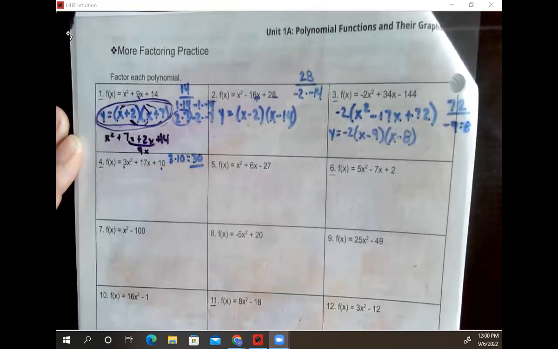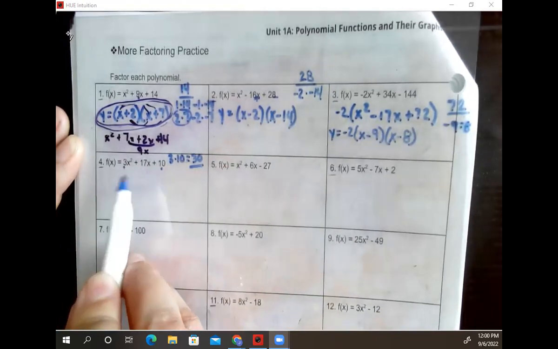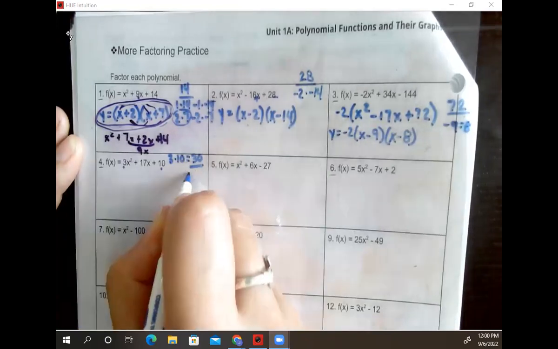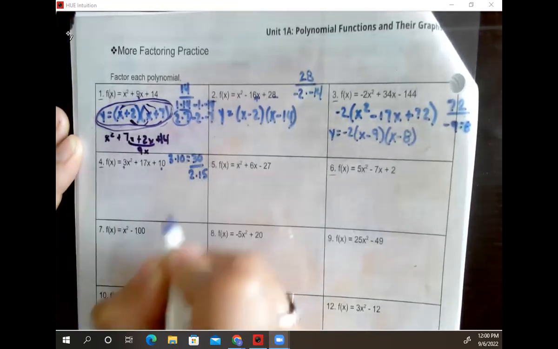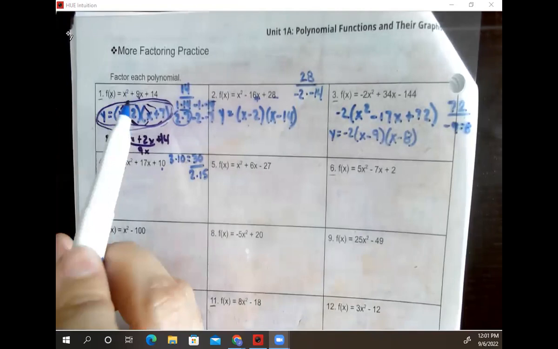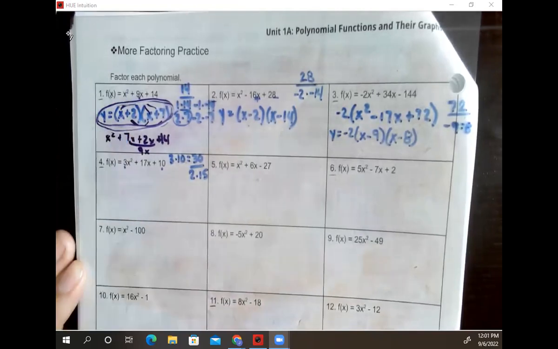Watch your signs on AC method. And I want factors of 30 that would add to 17. So what would multiply to give me 30, but add to give me 17? 2 times 15. Okay. Now here's the other part where AC method is a little different. The first thing that's different is A times C. The second thing that's different is I cannot jump straight into my factored form. Remember, whatever your factors are, we should be able to multiply back together to get our original problem.